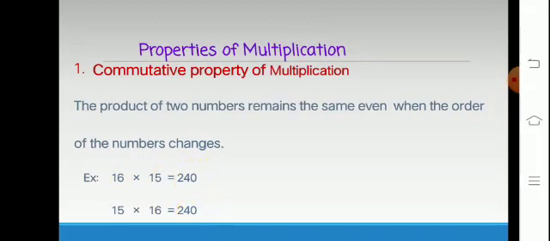when you change the order of factors, the product will be the same. As you can see, at first place there is 16 and at second place there is 15. When you multiply 16 with 15, you will get 240. Same like that, if you multiply 15 with 16, you also have the same answer. So it means there is no difference when we change the order of factors. This is known as commutative property.